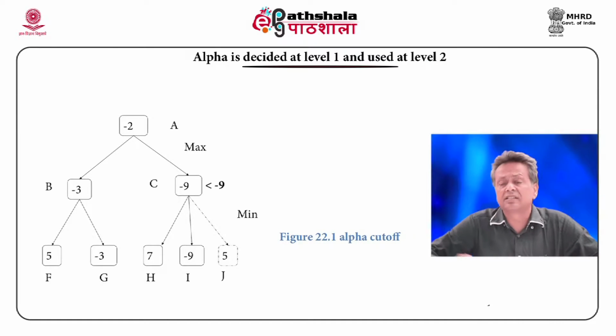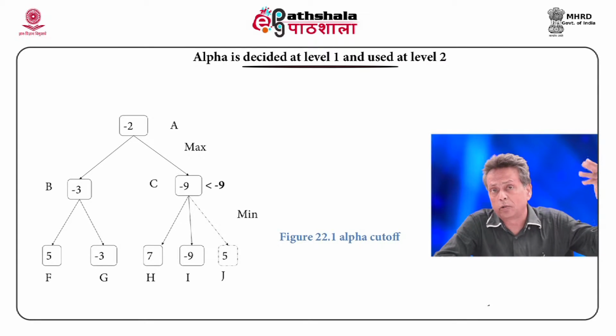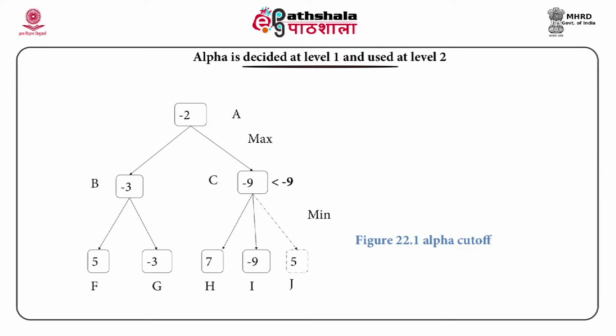Now you can see that it is decided at the previous layer. Okay, -3 is decided at layer 2, we are applying it at layer 3. Remember, this is something which I have already told you. So deciding something at layer n, applying it at layer n plus 1.